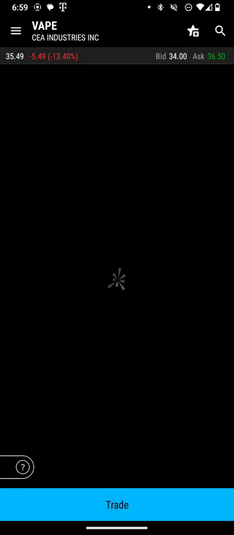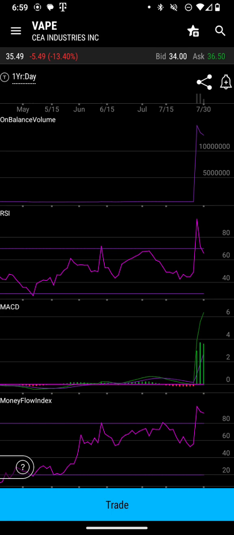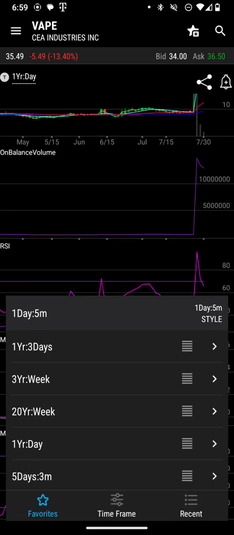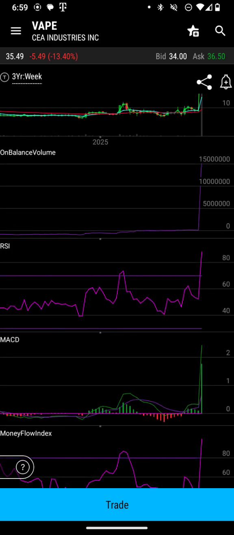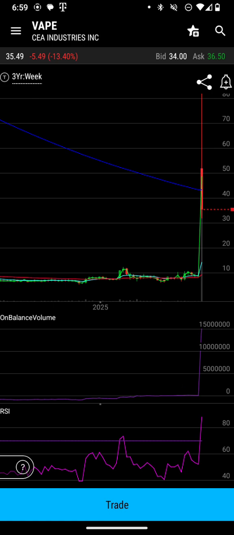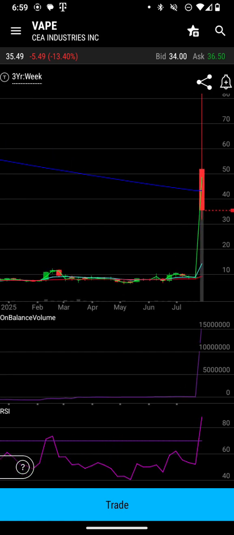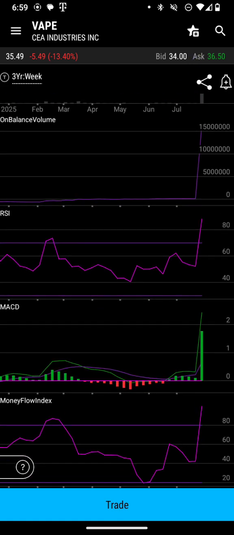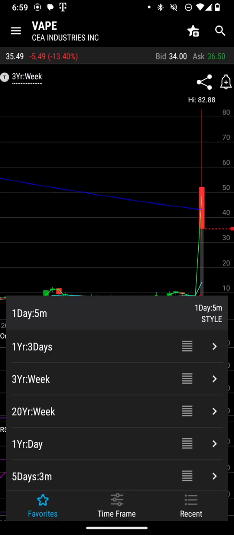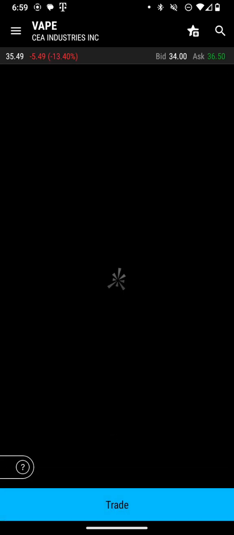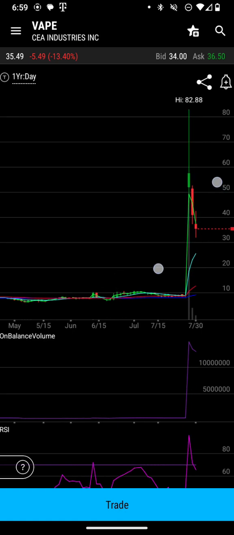Now, let's get into the meat and potatoes, right? We want analysis. We want to know what's going on here. Let's go straight to the weekly. Extremely overbought. Massive gap to cover. Overbought on everything. Yeah, the money flow is still high, but so is everything else. Not excited about that. Let's go down to the yearly and see what's going on.